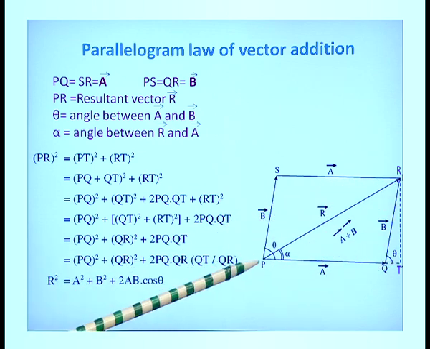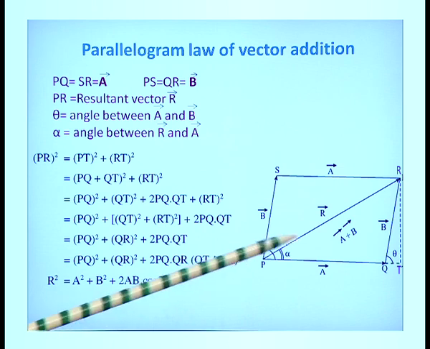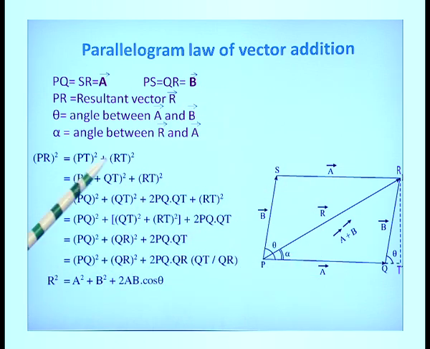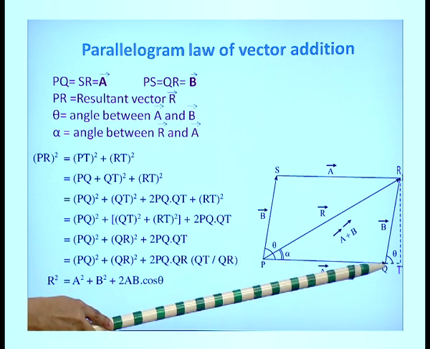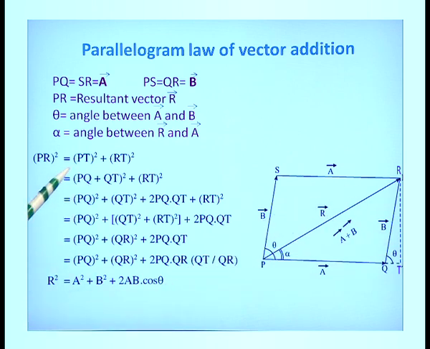A right angle triangle, PR square equals PT square plus RT square. Now, you can write PT as PQ plus QT. So, in place of PT, you can write (PQ plus QT) square plus RT square. Now, (PQ plus QT) square is likewise like (A plus B) whole square, A square plus B square plus 2AB. You can also write (PQ plus QT) square equal to PQ square plus QT square plus 2 into PQ into QT, and again plus RT square.